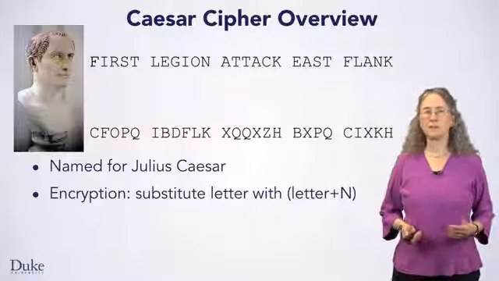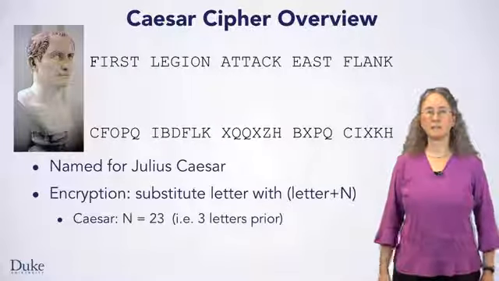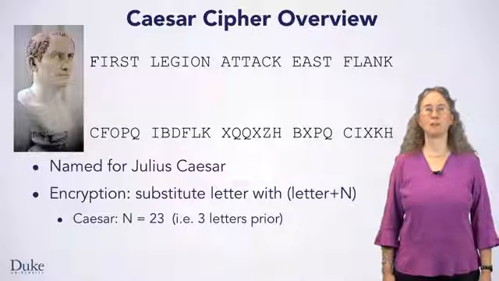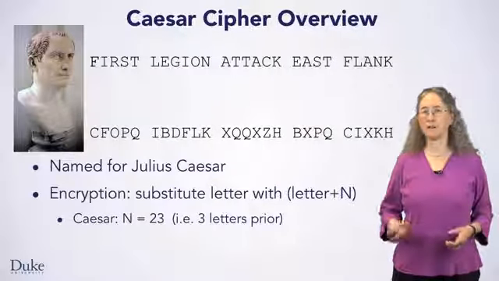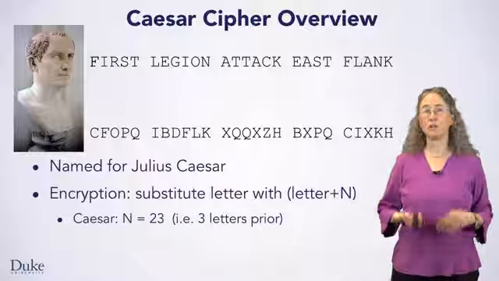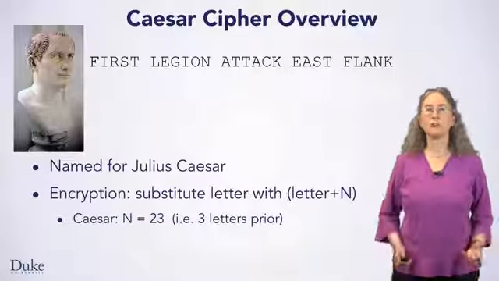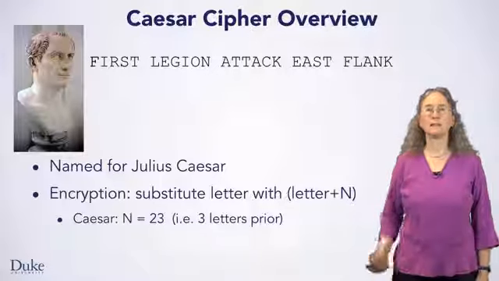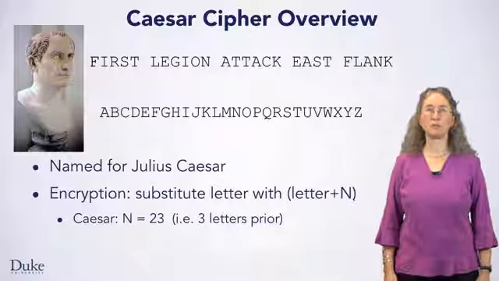The amount you shift the alphabet by is the key for this cipher. Julius Caesar used a shift of 3 letters prior, which, if you think of the algorithm in terms of shifting to a later letter, would be the same as 23 letters later. To see how this algorithm works, we'll walk through an example of encrypting this message. We'll use the alphabet to show how letters are encrypted.